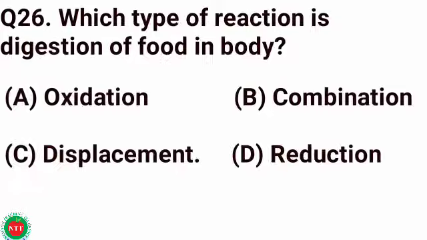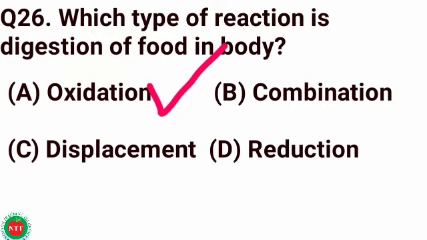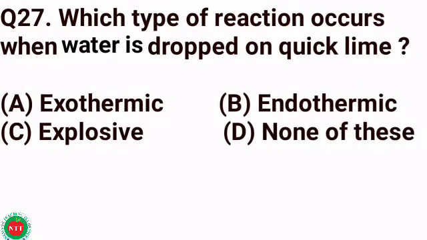Question number 26. Which type of reaction is digestion of food in the body? A. Oxidation, B. Combination, C. Displacement, D. Reduction. The right answer for this question is A, oxidation. Question number 27. Which type of reaction occurs when water is dropped on quicklime? Exothermic, endothermic, explosive, none of these. The right answer for this question is exothermic.